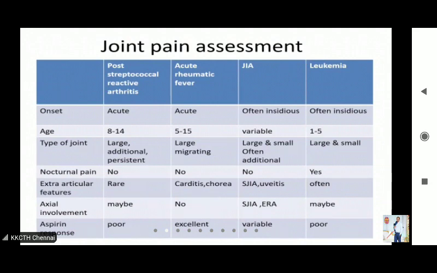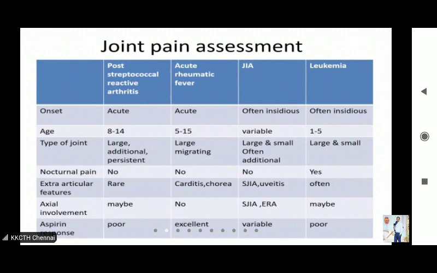Nocturnal pain is present in leukemia, as I previously said. Nocturnal pain can also be present in growing pains, osteoid osteoma, and chronic recurrent multifocal osteomyelitis. Extra-articular manifestations are rare in post-streptococcal reactive arthritis. And carditis and chorea are the extra-articular features in rheumatic fever. And in JIA, particularly in systemic onset JIA, you can have other systemic manifestations like fever, lymphadenopathy, hepatosplenomegaly, and serositis.